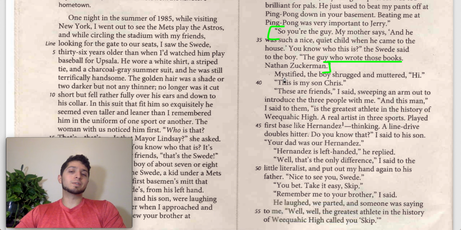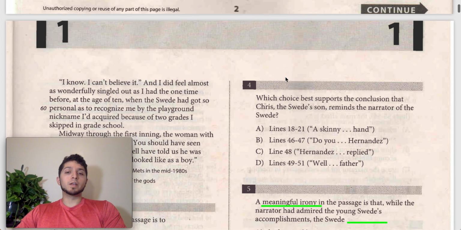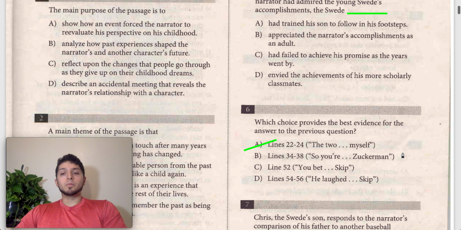Even though the son kind of acts mystified, like he doesn't really know what's going on. But that's besides the point. So this is a good answer choice because this would reverse an expectation. Whereas the narrator looked up to the Swede as a kid, here we kind of see the Swede looking up to the narrator later in life by saying, wow, you're this famous author. You're the author of those books that I really enjoy. So a good answer choice is B.